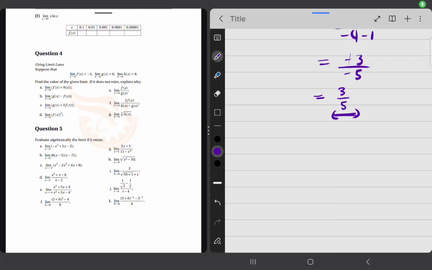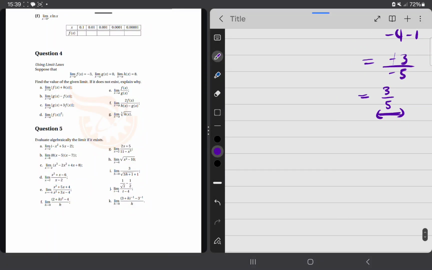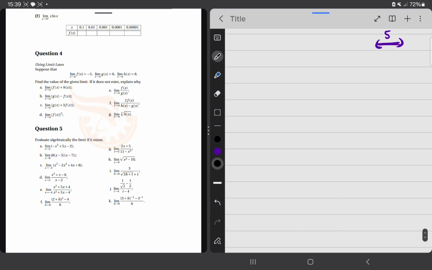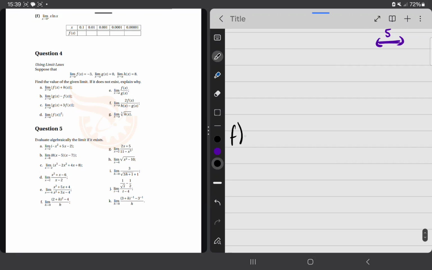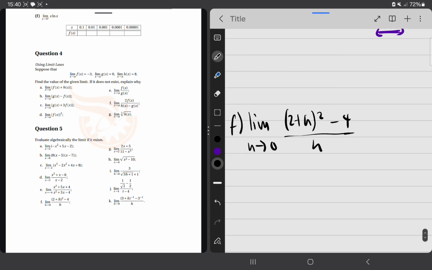So now we are doing part F. Okay, now let's do part F. There we go. What is it going to say? The limit as h goes to 0 of (2 plus h) all squared minus 4, all over h. Okay, this is the one we're solving now.